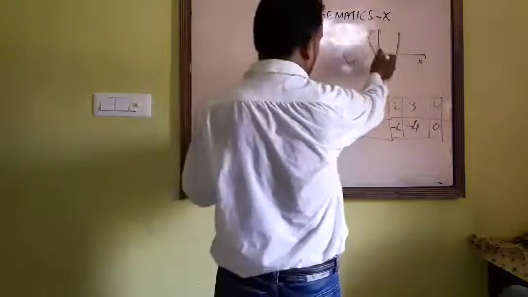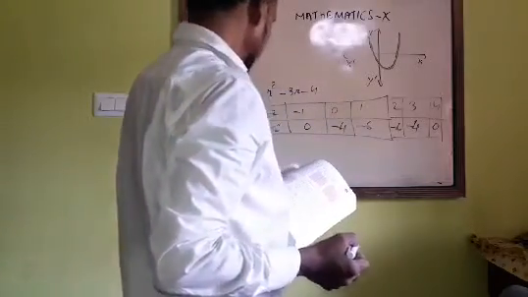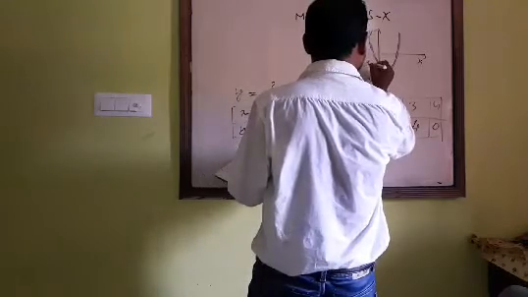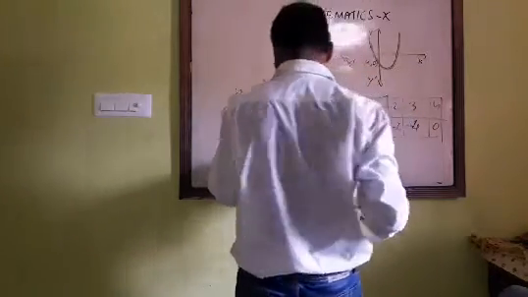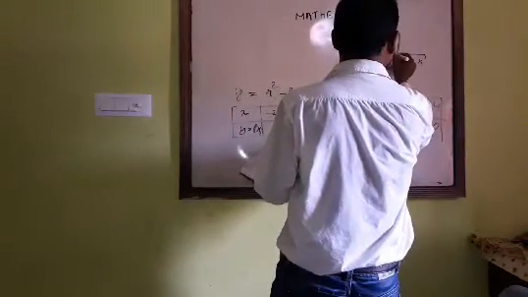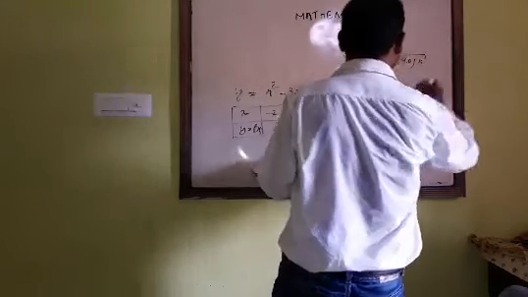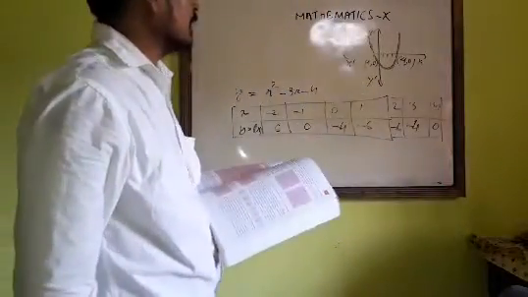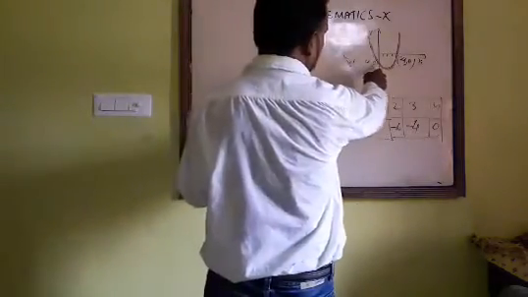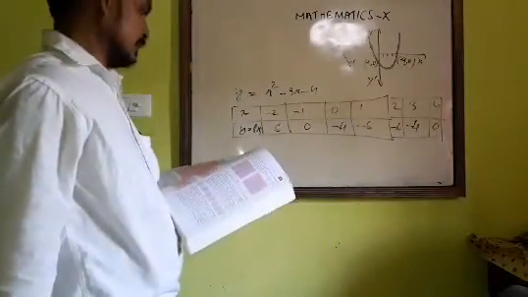So the parabola cuts the x axis at two distinct points. One point is minus 1, for which y will be 0, and this will be 4, 1, 2, 3, 4. Okay, this is (4, 0). So at 2 points, (minus 1, 0) and (4, 0), the parabola cuts the x axis, and these are the two solutions for the quadratic polynomial.